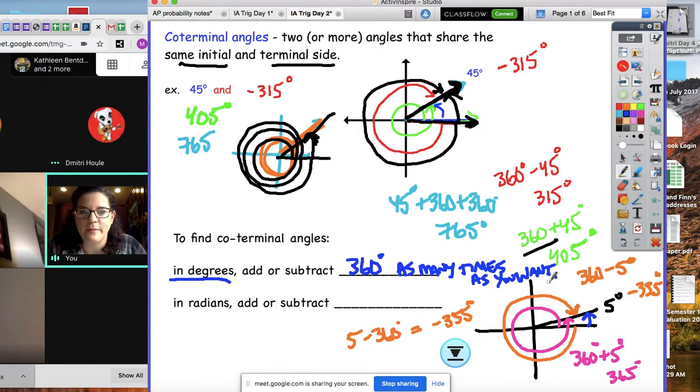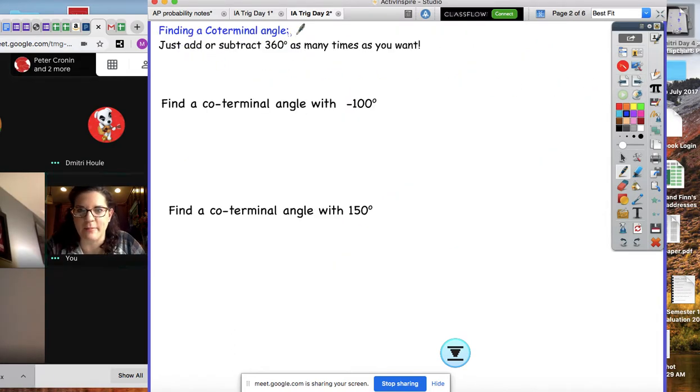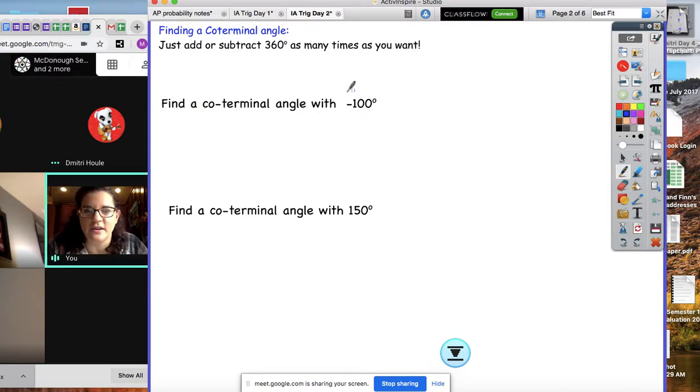So let me get another clean page and we'll do a couple more examples of that, and then we'll come back to talk about radians. I have it written down again at the top of this page right here. If you want to find a coterminal angle, just add or subtract 360 degrees as many times as you want. So let's say I start with a negative 100 degree angle.